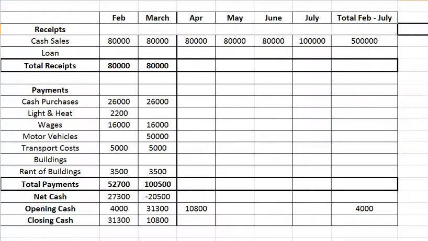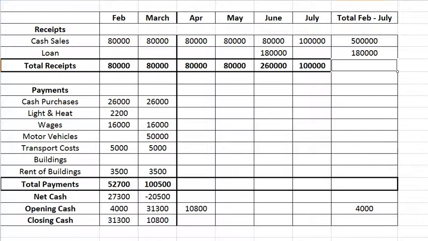And a loan. It says Lee Limited will receive a loan of 180,000 in June. So 180,000 there. There were no February or March loans. And then we total down the way for each month. Find the total.